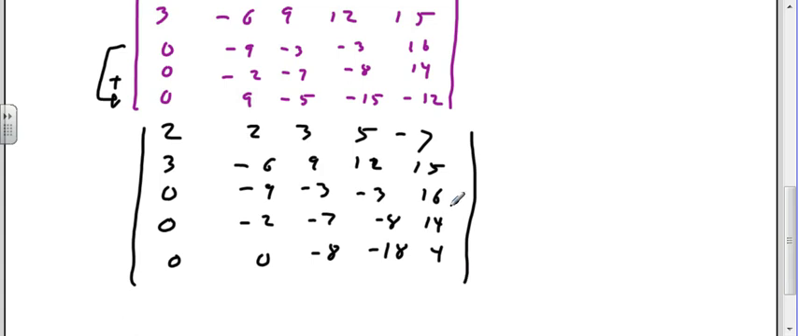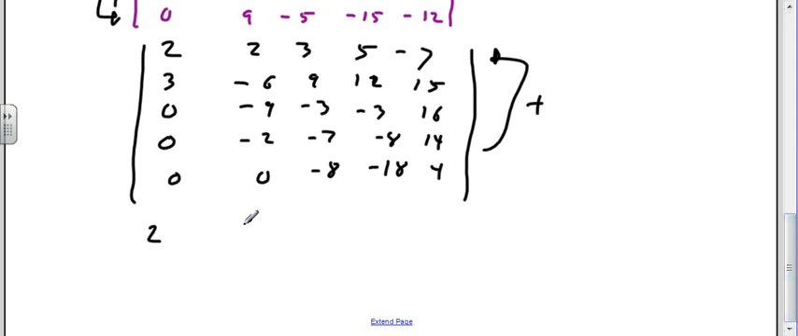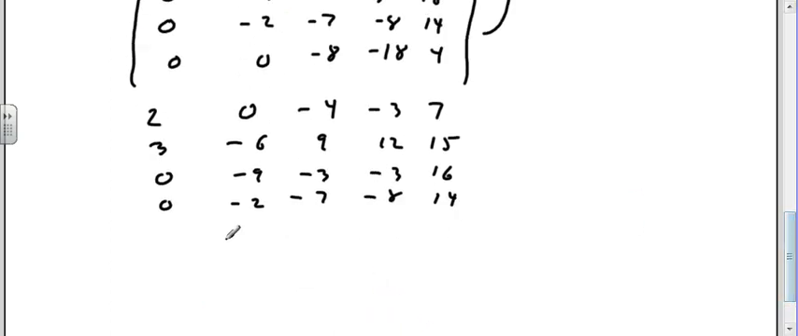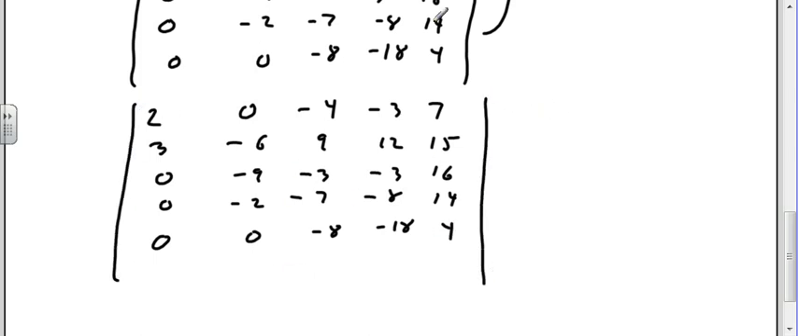I think I'd do it one more time. I think I would take these guys and add. 2, 0, minus 4, minus 3, 7. 3, minus 6, 9, 12, 15. 0, minus 9, minus 3, minus 3, 16. 0, minus 2, minus 7, minus 8, 14. 0, 0, minus 8, minus 18, 4. Okay. I think at that point I would expand around that guy, because that would give me 3 zeros that way.